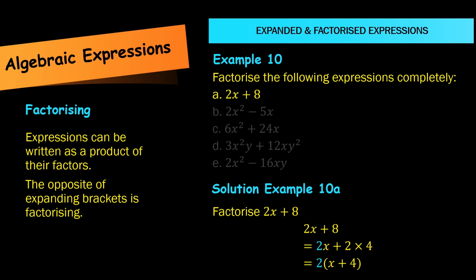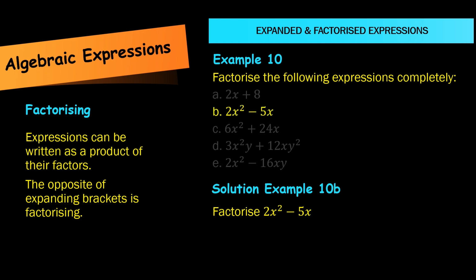Now let's solve part B. We are required to factorise 2x squared minus 5x. 2x squared equals x times 2x. And 5x equals x times 5. Notice that we have positioned the factor x, which is common to both terms, at the start of each term to make it easier to factorise.